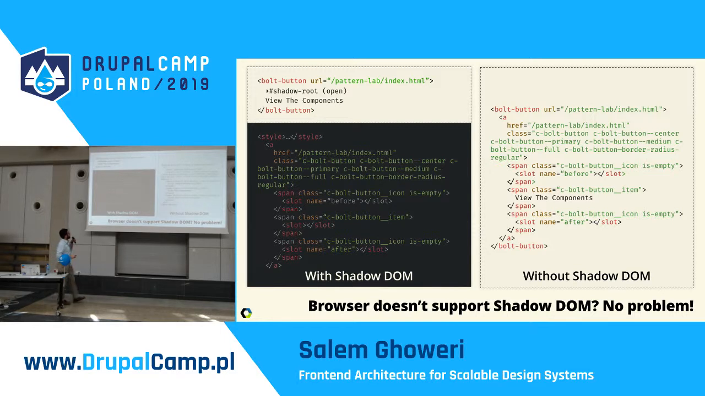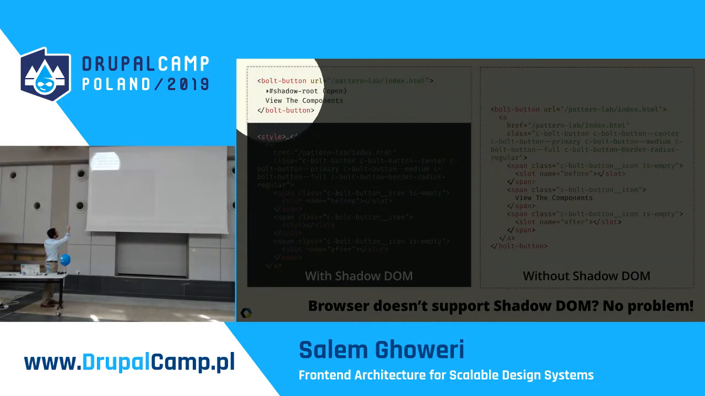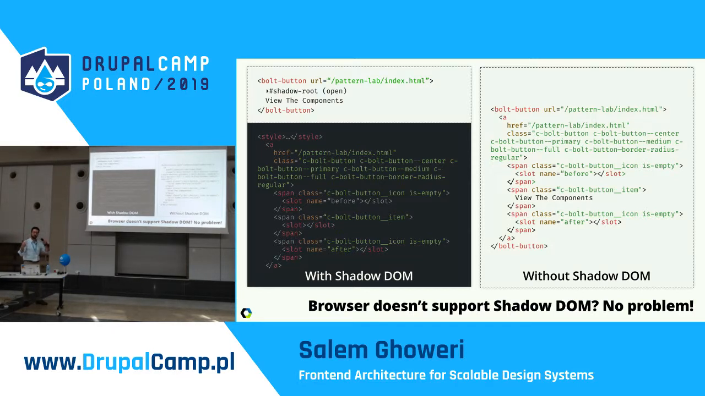Now, Shadow DOM. Shadow DOM is one of the most powerful features of web components. It lets you essentially, from the outside, on the left here, this is all that you would see from the outside, just the simple bolt-button tag. But all of the HTML that's below it is what internally is getting generated to put your text, your icon, etc., to really structure that.